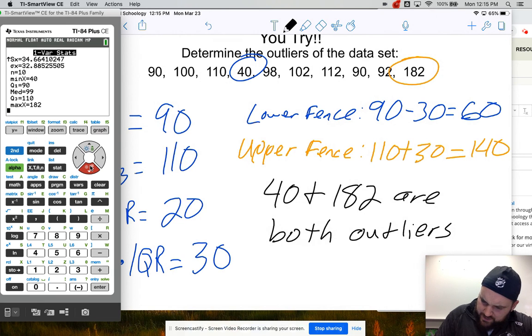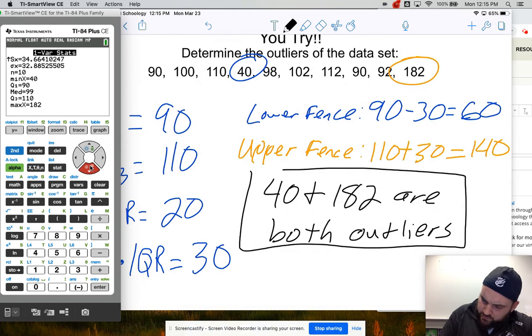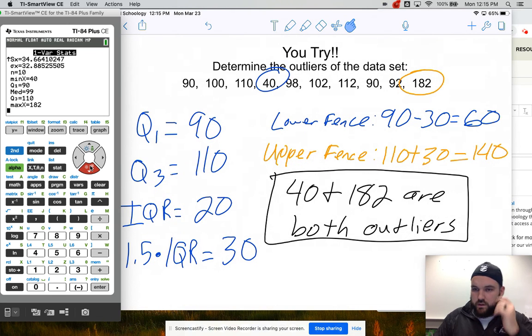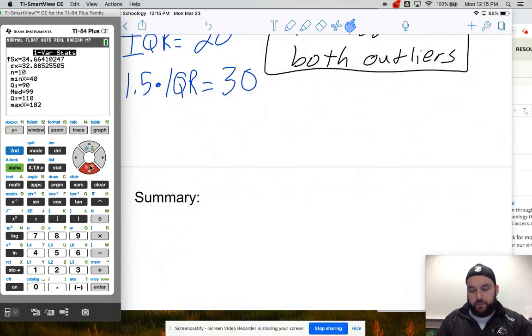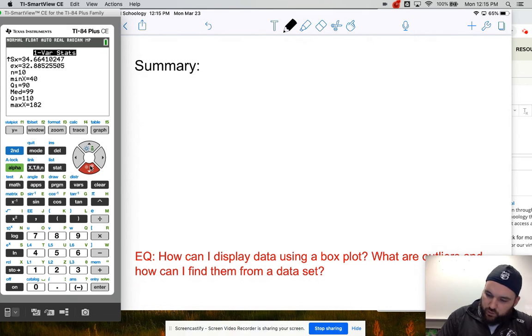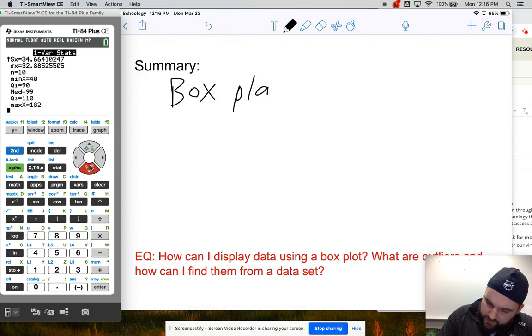So hopefully it kind of made sense. Once you calculate those fences, it's a pretty quick scan to see, do you have anything higher or lower? So Boxplot, or EQ is what is, or how can I display data using a Boxplot? Boxplot shows the 5-number summary.